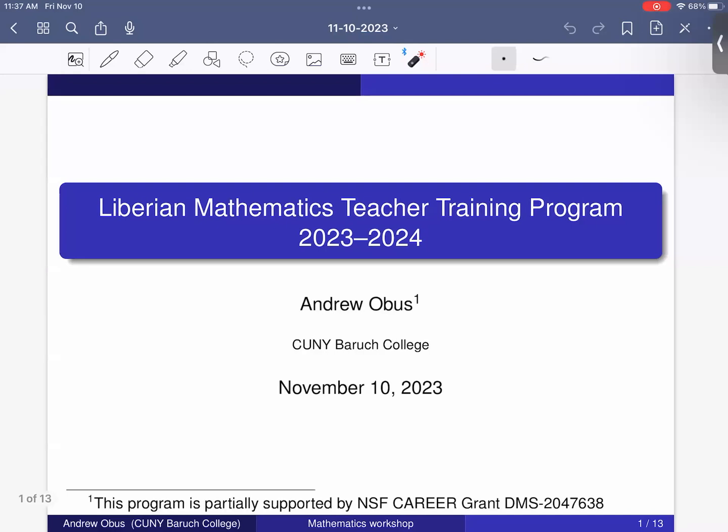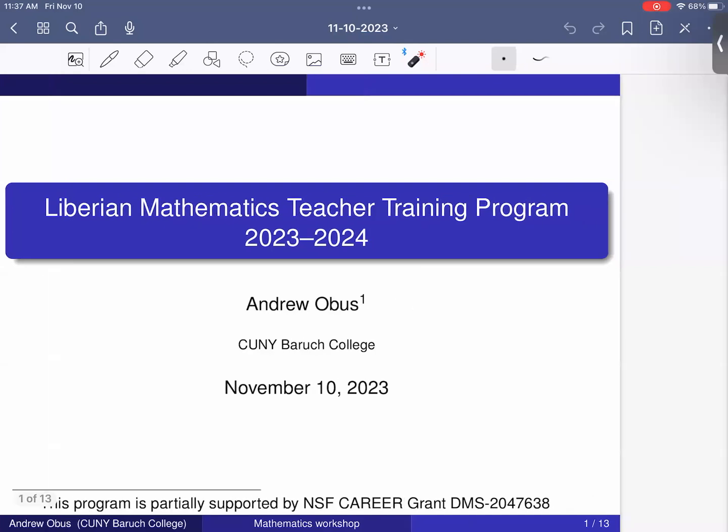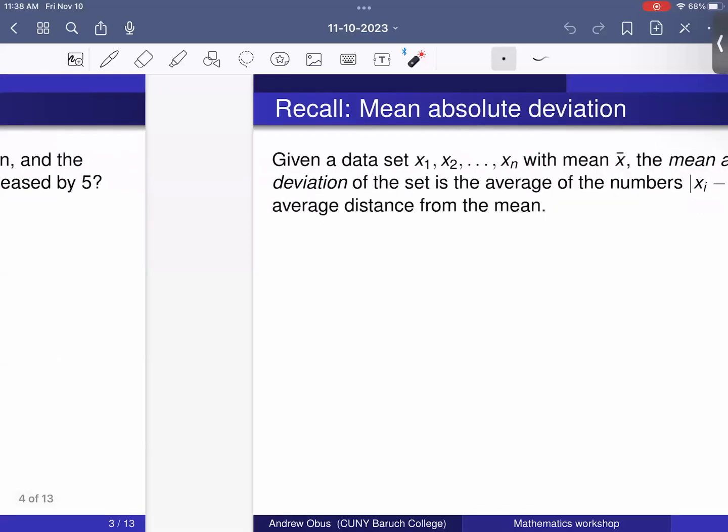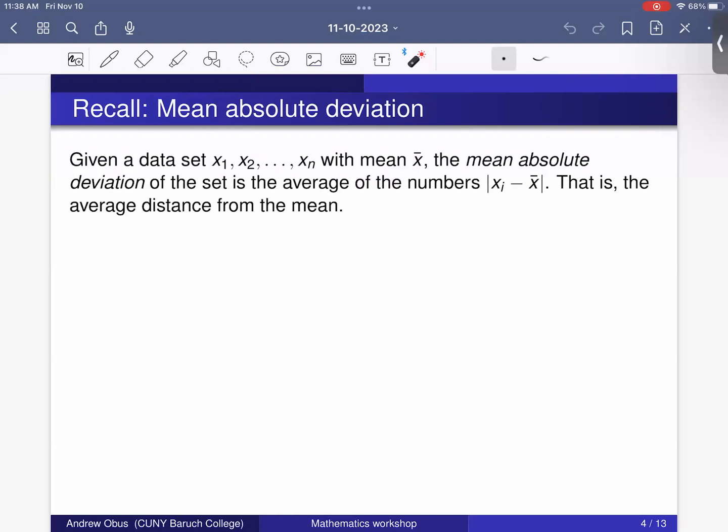We wanted to calculate all of these measures of dispersion for this data set, which was just 1, 2, 3, 4, 5, and 6. Maybe before we do the homework exercise, let's recall how we do this. The range is easy: the range is just the maximum data entry minus the minimum data entry. And then we also talked about mean absolute deviation and standard deviation. Let me recall what this is.